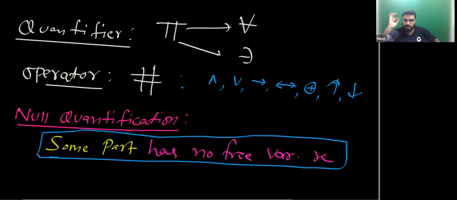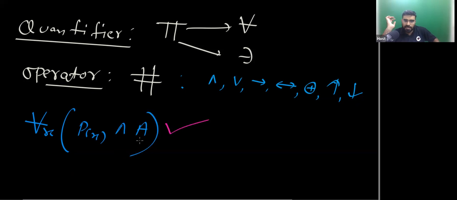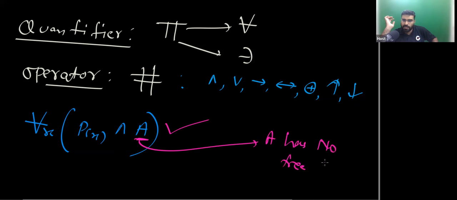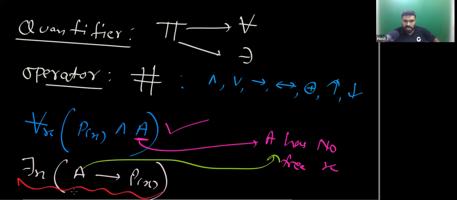Okay? Now, after this point, what you need to remember? For example, I can write for all x, px and a. This expression is null quantification. Here, this a has no free variable x. Similarly, I can write there exists x, a implies px. Here also, this a has no free variable x. So this type of expression is called null quantification.